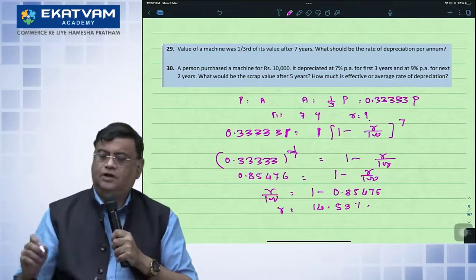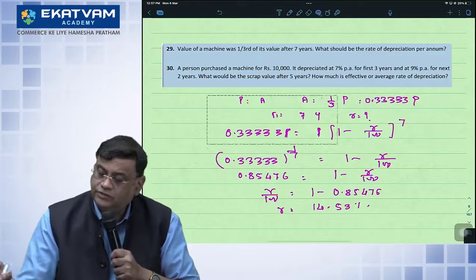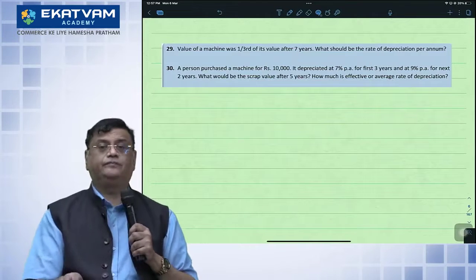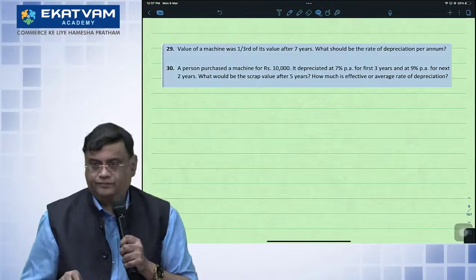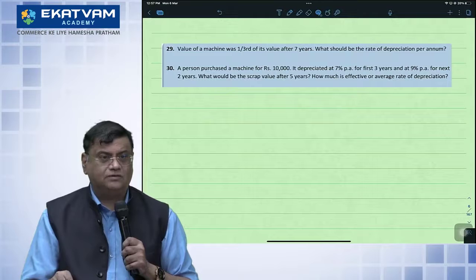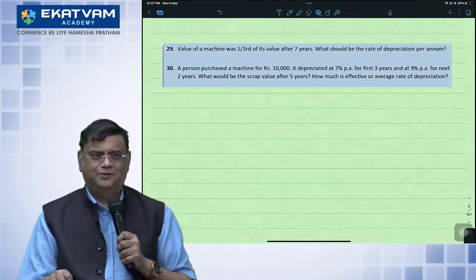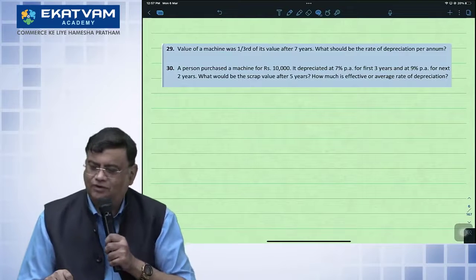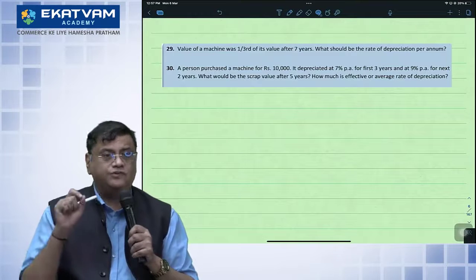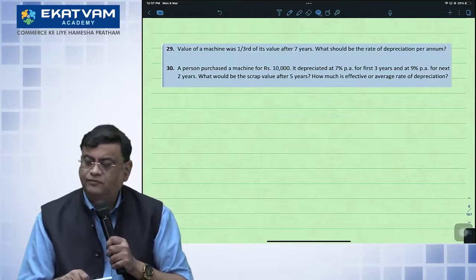Read. A person purchased a machine for rupees 10,000. That's fine. What is 10,000? P. कुछ तो बोलो ना, कुछ तो कहो. ये वन वे अफेयर नहीं चलने वाला. You have to talk. So P is what? 10,000. It depreciated 7% for the first 3 years. 9% for the next 2 years.